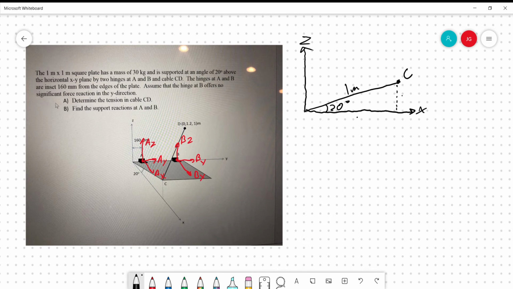The first thing I'm going to do is, you see this, I'm going to make that in terms of IJK format. I'm going to find the unit vector of this so I can use it in future problems. I can put it in terms of T, and then I can use that later on for moments, as you will see.